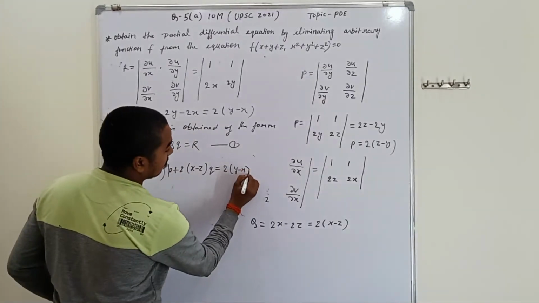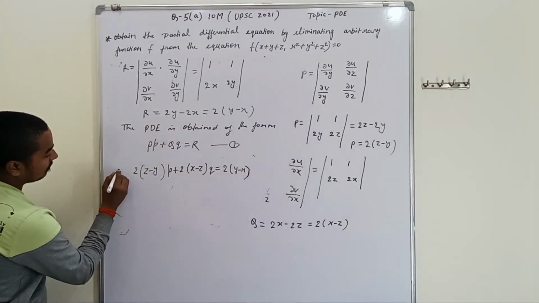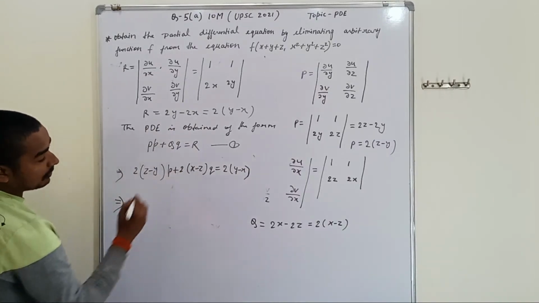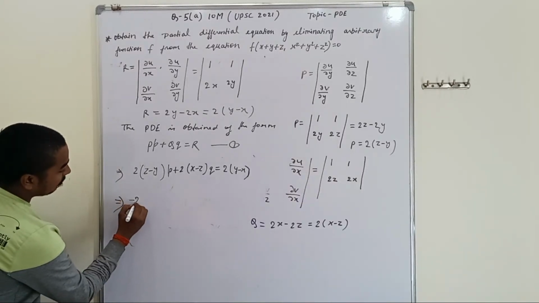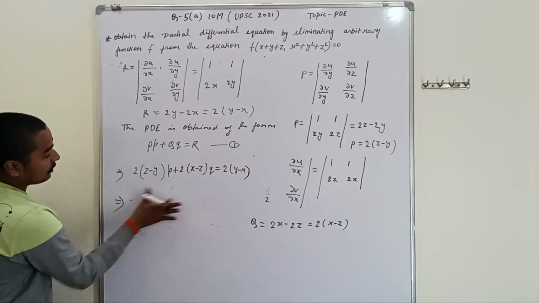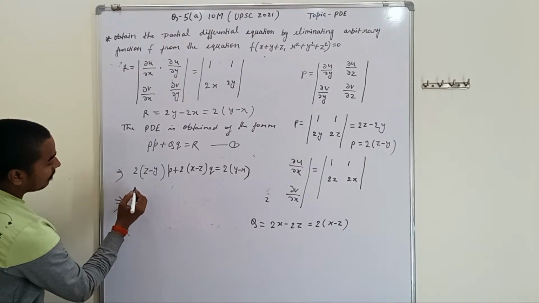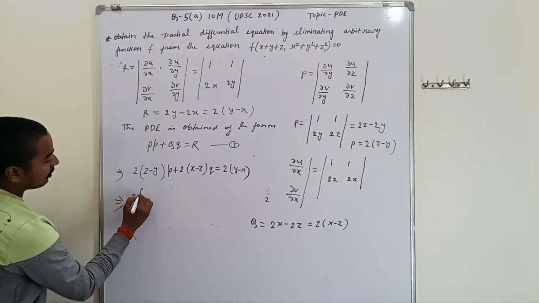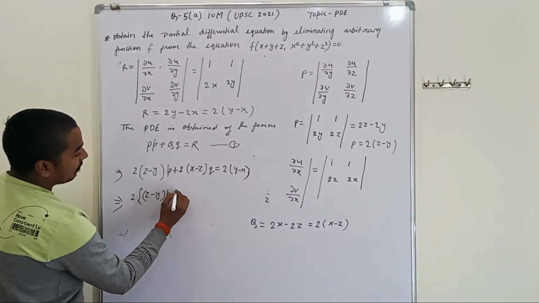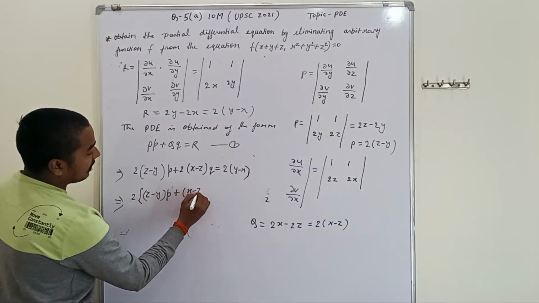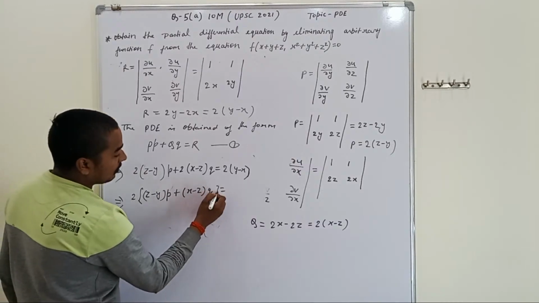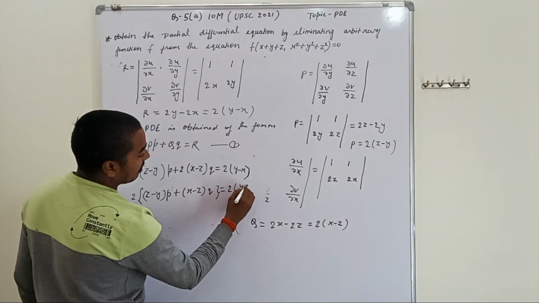2y minus x. On further solving, multiplying both the sides with minus, that is minus of 2 z minus y, sorry, once again, taking 2 common first, taking 2 common, that is z minus y into p plus x minus z into q is equal to 2y minus x.